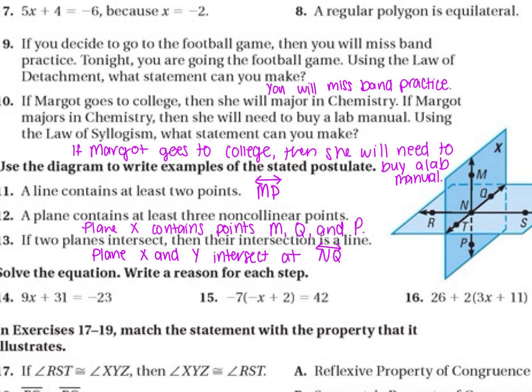Question. Would M and P be on the same line? Yes, but because I have one that does not, those points are non-collinear. So it still has to be on plane X, but they're non-collinear. Okay, the 3 points that I said are not on the same line.